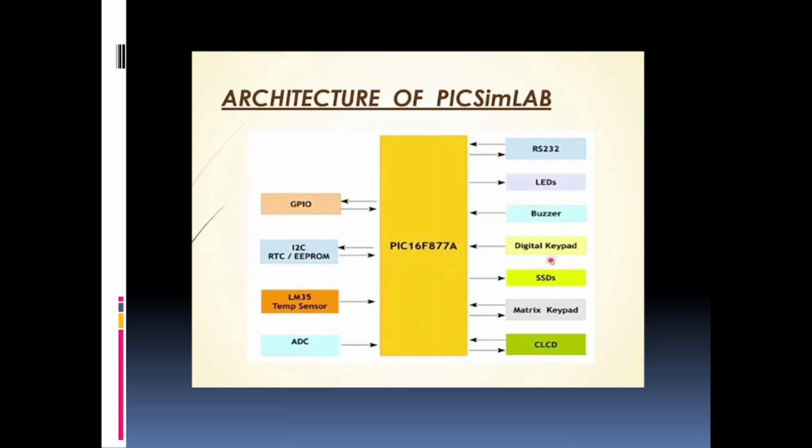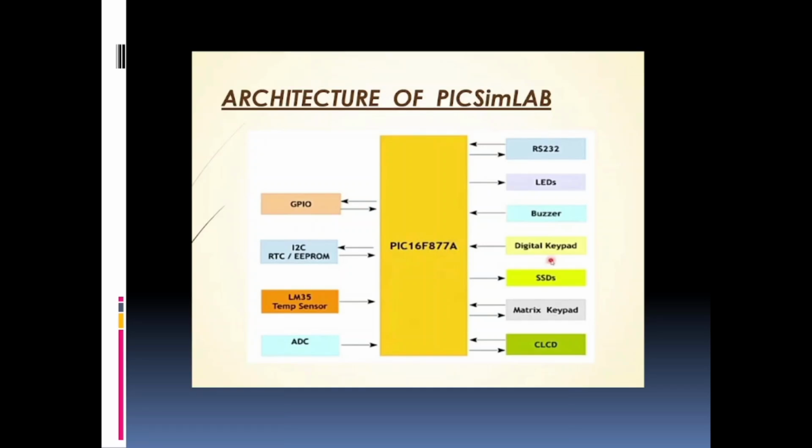On the right side, we are getting the outputs from the PIC16F microcontroller. First one is RS232. It is a serial communication protocol. It is used to send or receive data between the microcontroller and PC or other microcontrollers. LEDs are used for output indications. PIC can turn LEDs on or off based on the program logic. Buzzer provides audible signals. It is controlled through GPIO and it can be used for alarms or notifications.